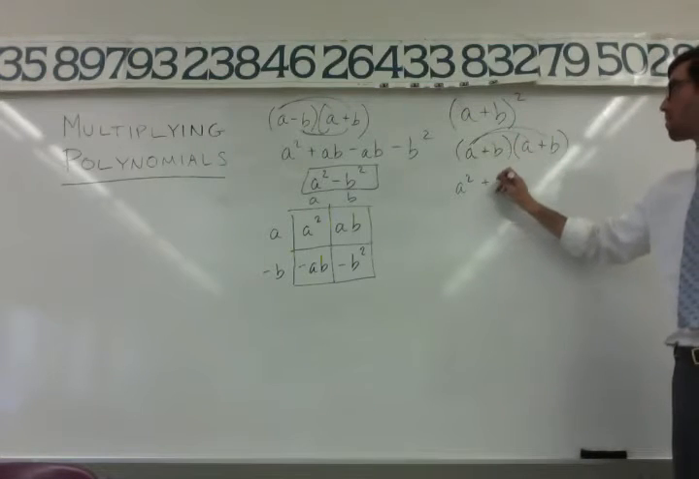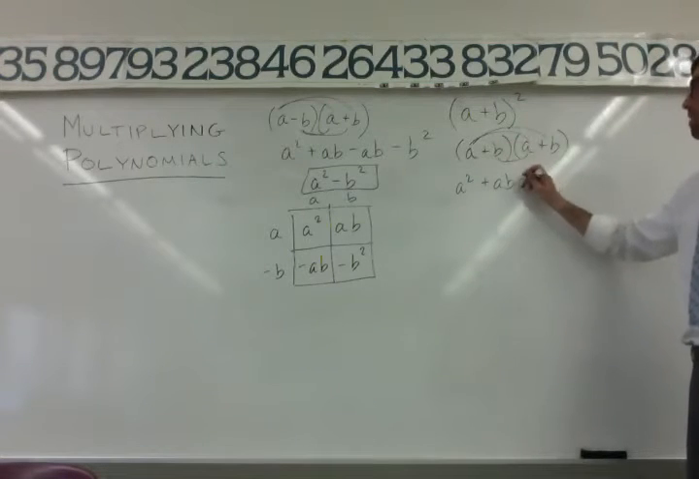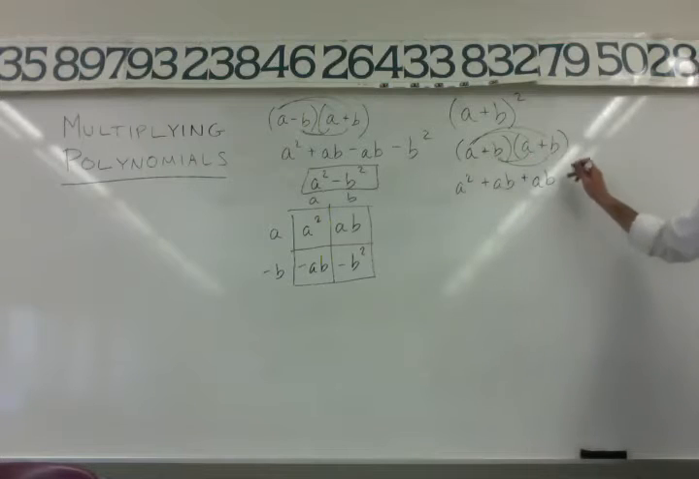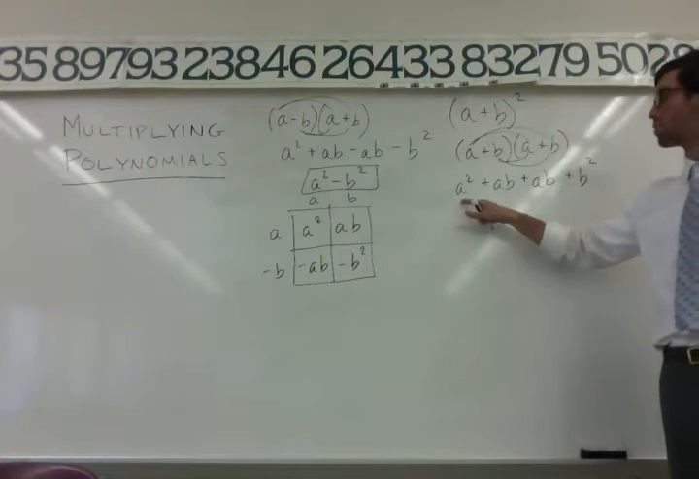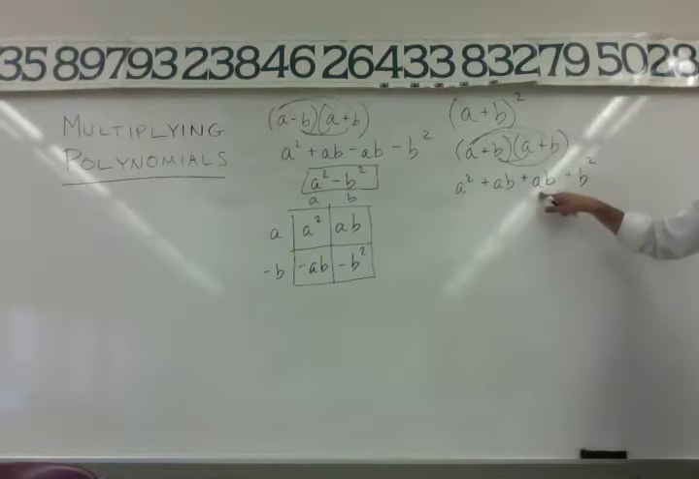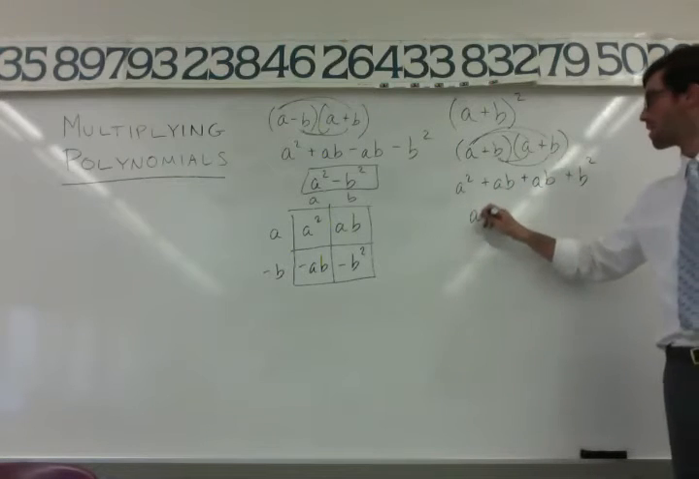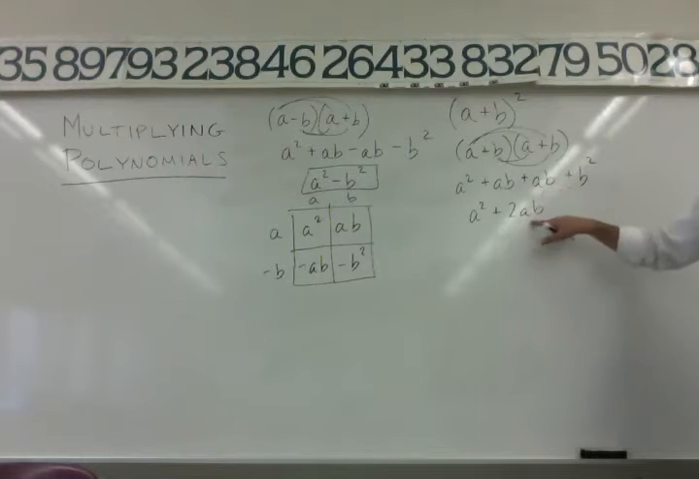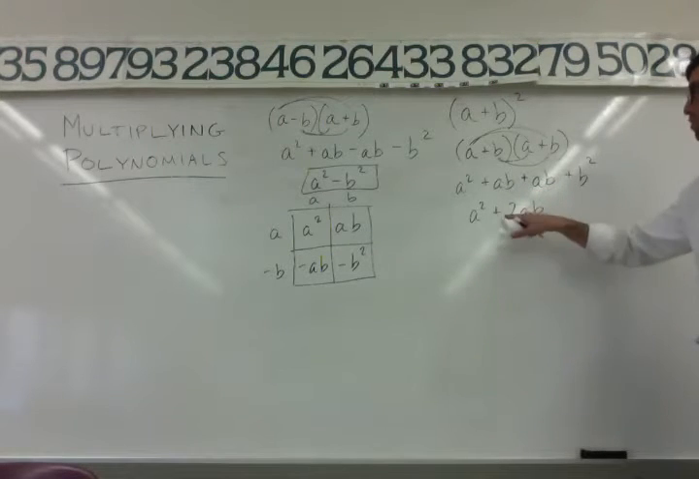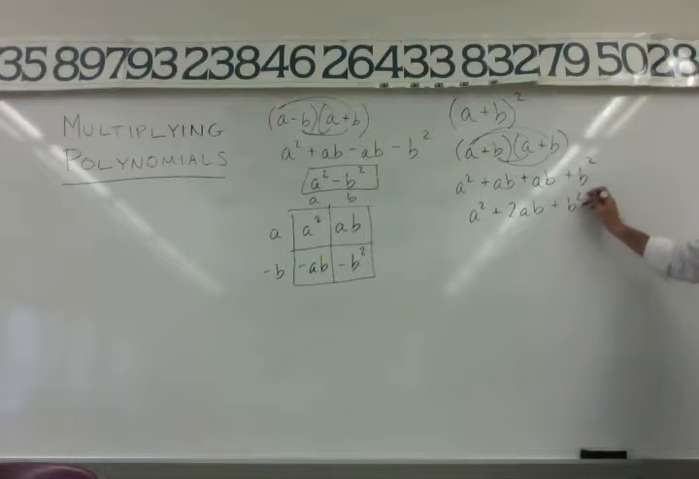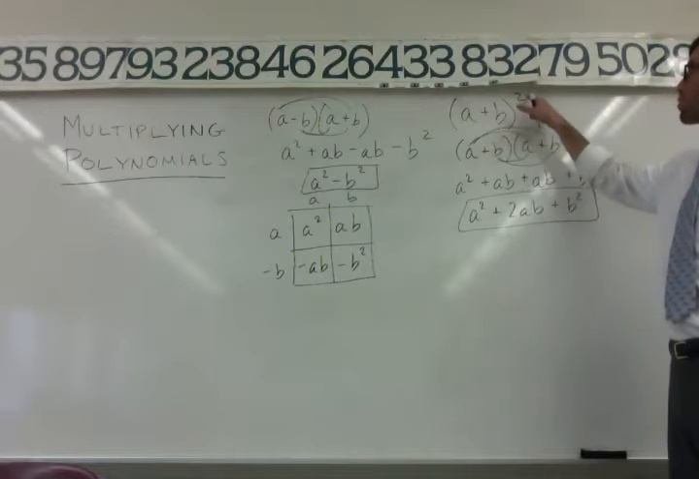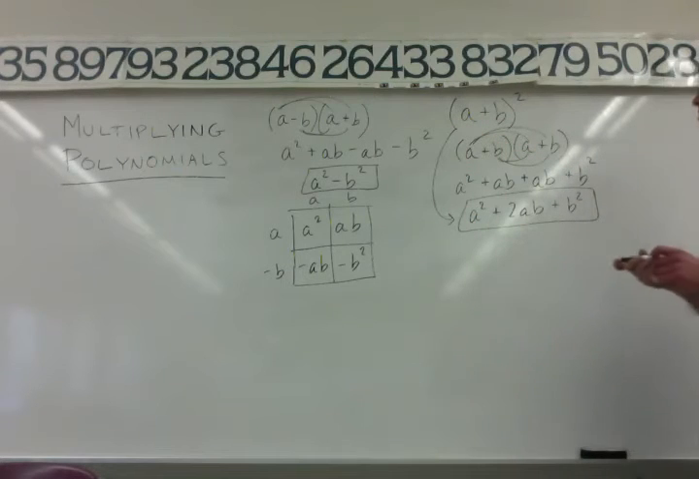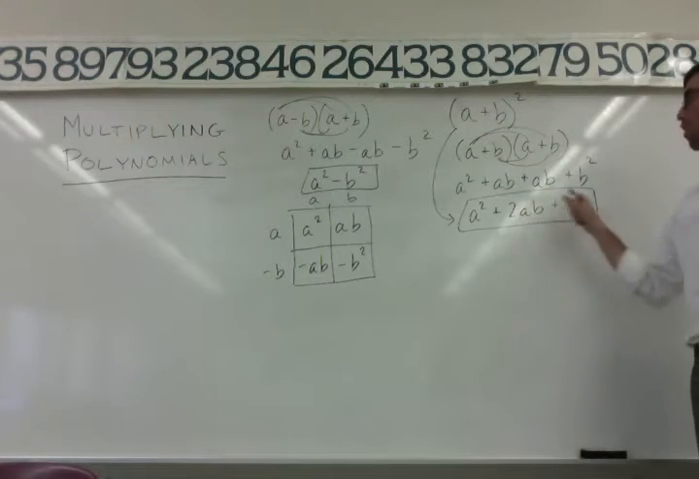A times b is ab. And then a times b again is ab again. And then b times b is b squared. So we have a squared plus 1ab plus 1ab, so plus 2ab. Right? When we collect like terms by adding, we don't change the variable. We just change the coefficient. Plus b squared. That's the answer. Okay, keep in mind that we went from a plus b squared to this. That's the answer. It's not just a squared plus b squared, although that is part of the answer. You still have a 2ab term.